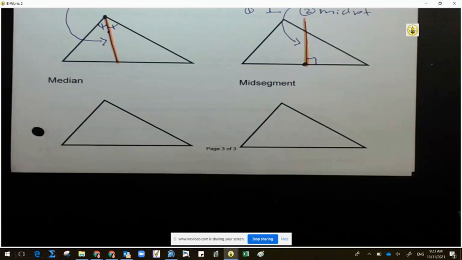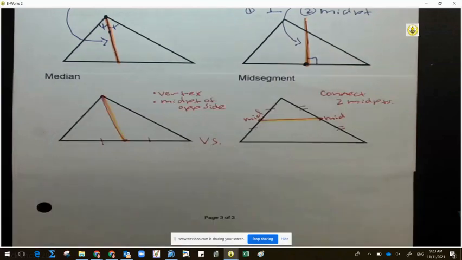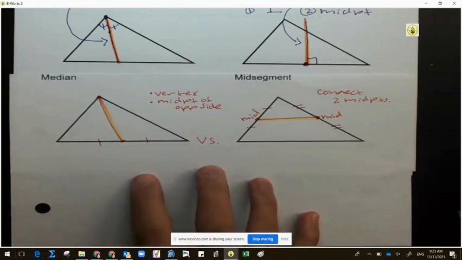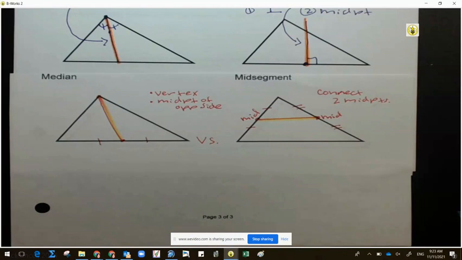Okay, if you're done with these two, give me a thumbs up because I'm going to give you some hints for your next assessment. All right, let's compare what you have to what I have. Medians go from the vertex to the midpoint, versus a mid-segment is middle to middle. Is everyone okay with that? If you phrase it in a different format, don't change it, because if that's the way you want to phrase it, that's the way you might understand it better. It doesn't mean my phrase is the best.